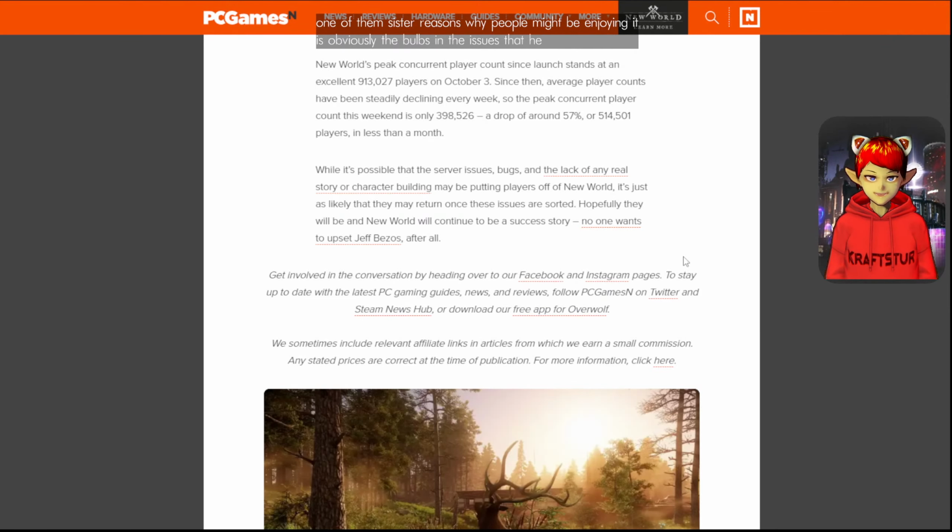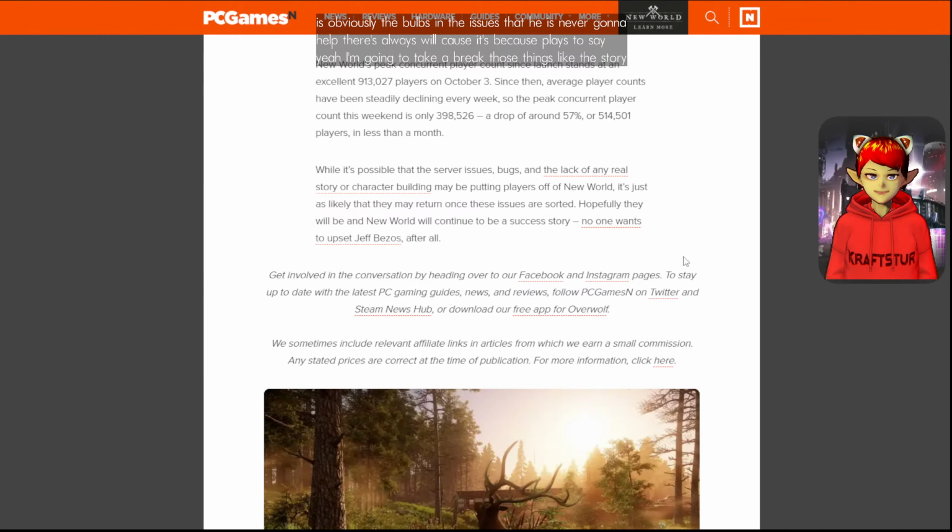That's always going to cause players to say, I'm going to take a break until things are fixed. But at the same time, I feel like the story, that's what a lot of people get invested in for the long term. The lore of the world. And when there's a lack of lore and story and that feeling of connection, that's not a good thing.